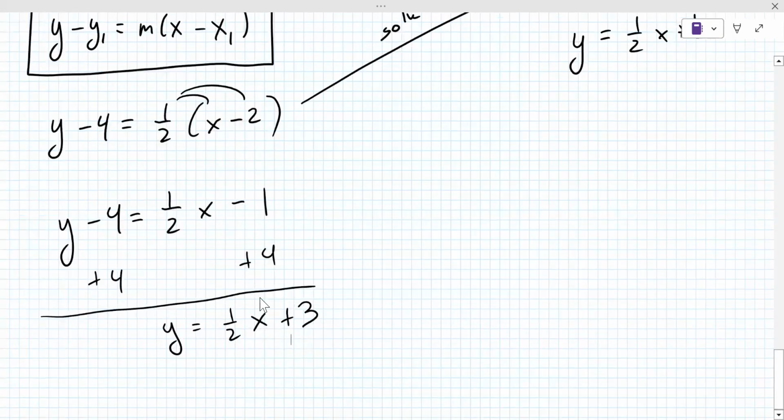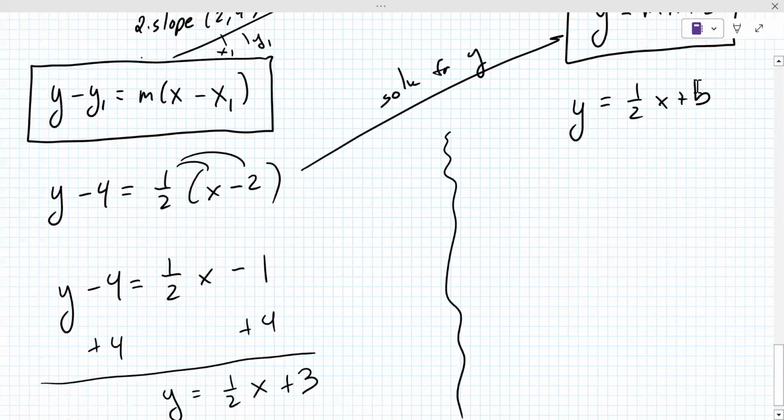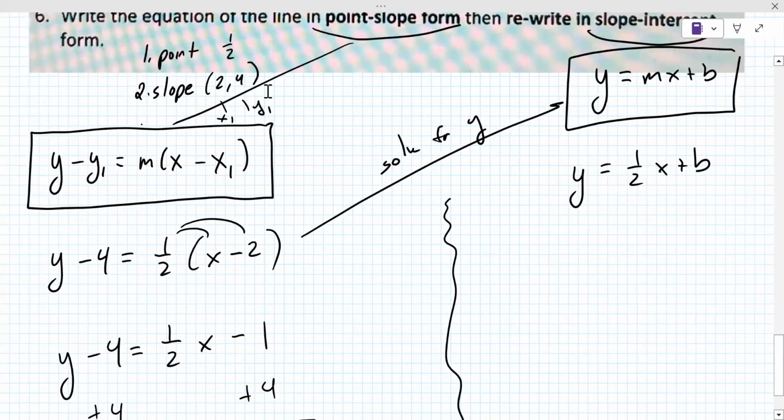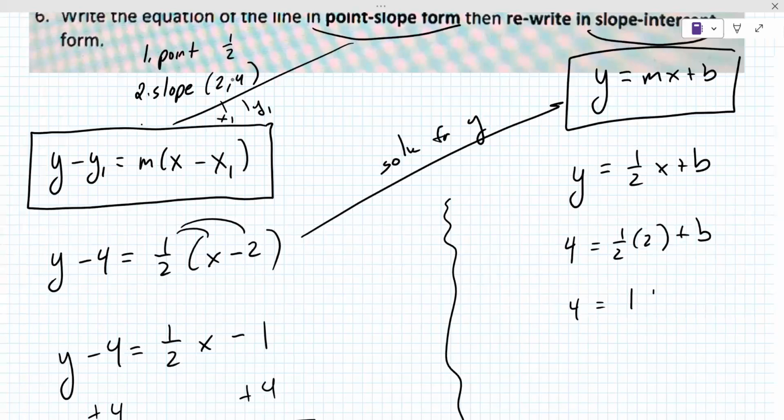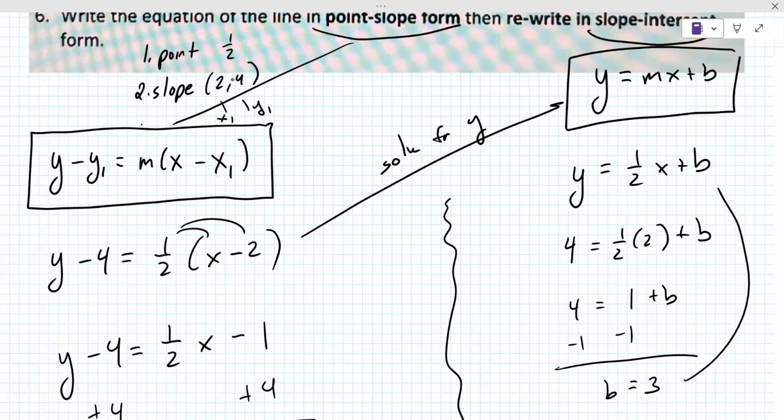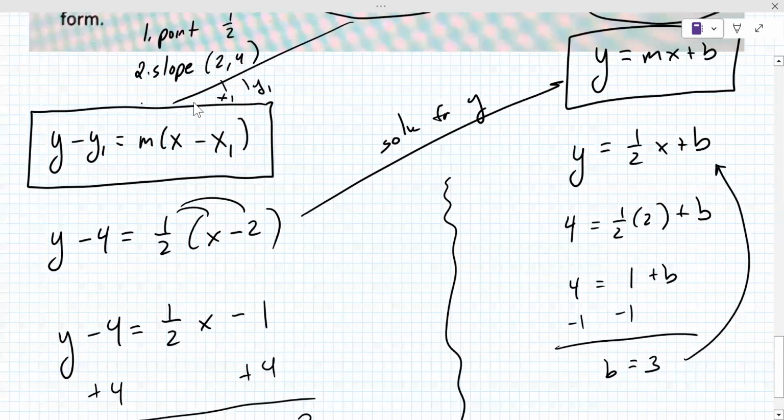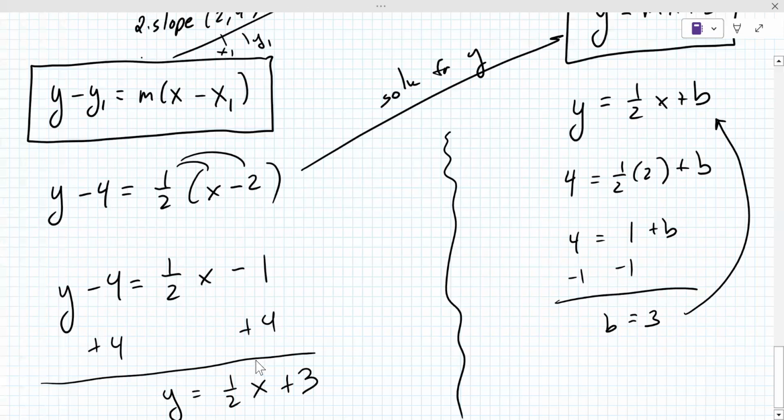Got it. I think we got plenty of time here. Why don't we just show that it's exactly the same if you go the other way. So to do the other way, you need a point, you need an x and a y. So let's just say you use this 4, 2 again. 4 equals 1/2 times 2 plus b. 4 equals 1 plus b. Subtract 1. B is equal to 3. Notice that's exactly the same as what we have down here.